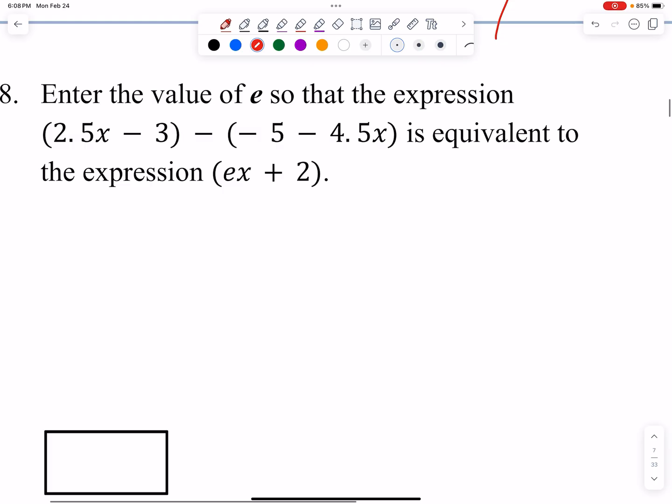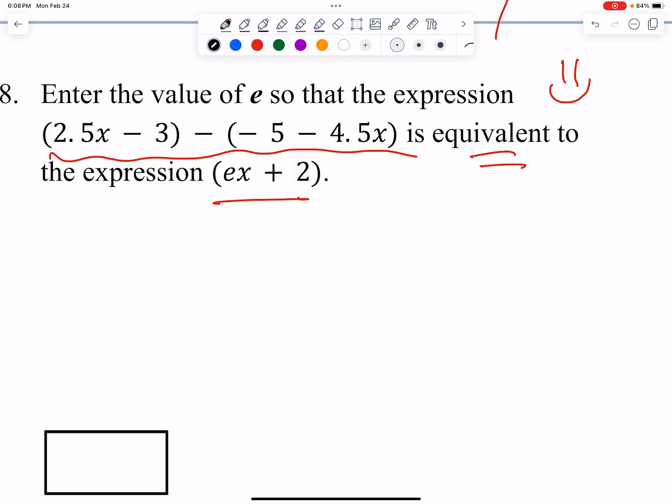Sweet. It's the same. Okay. That's really cool though. I like this because if they're going to focus on this style of question, you've had so much practice that hopefully by now you're comfortable with it. Okay, I'm hoping. But let's do 3 more just to make sure. Okay, enter the value of e so that the expression is equal to this expression.